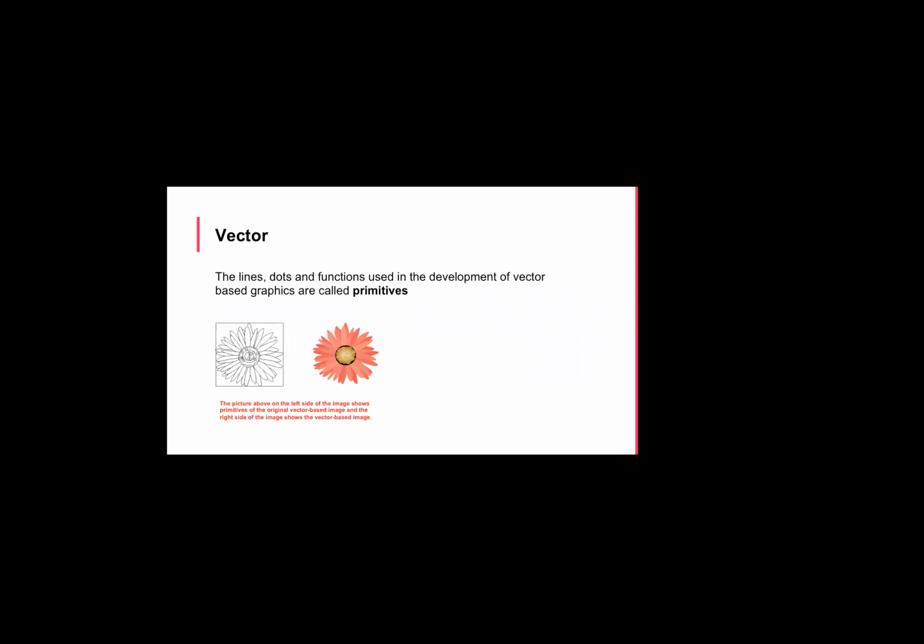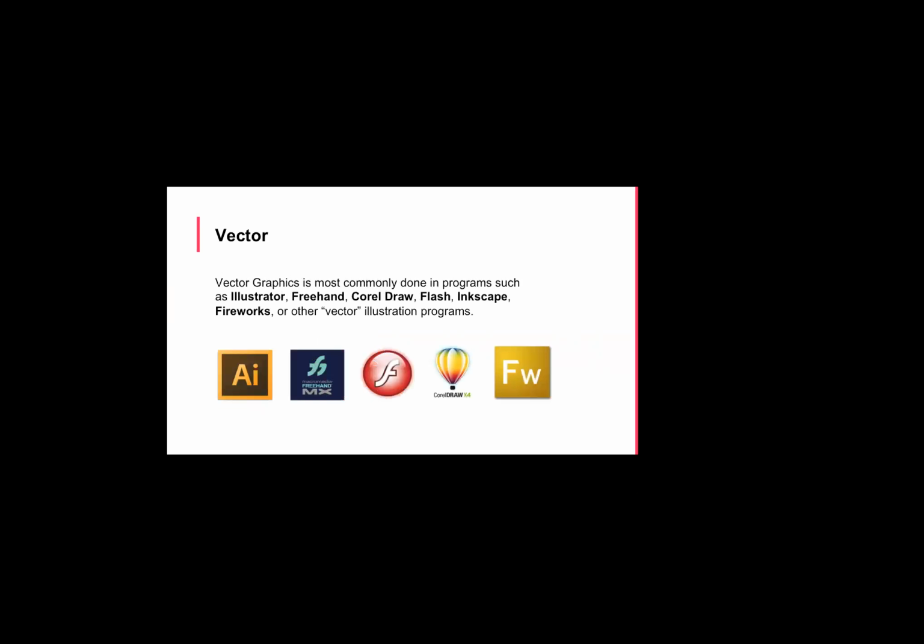The lines, dots, and functions used in the development of vector-based graphics are called primitives, okay? So that flower on the right is a vector graphic. And when you go to outlines on the left, those are called primitives. You can do an outline and see what it looks like when you're in Illustrator, and you can see what that illustration is made up of, the lines.